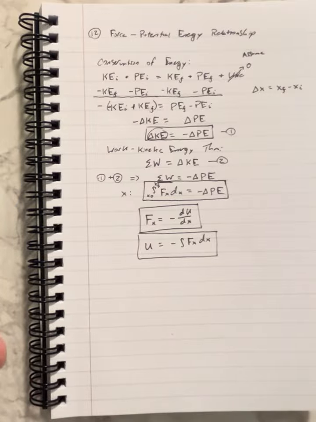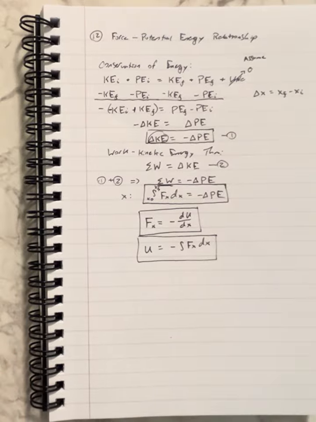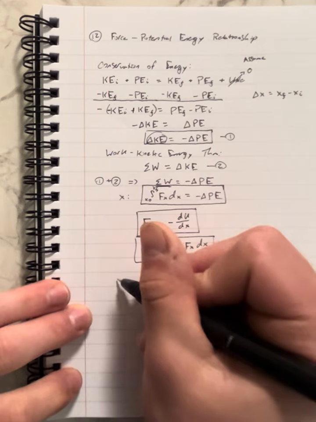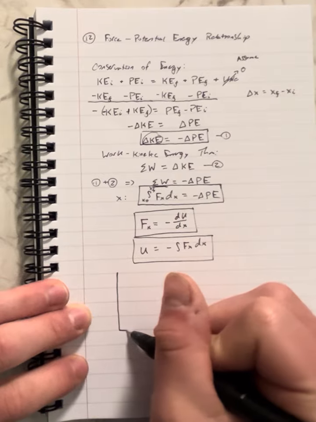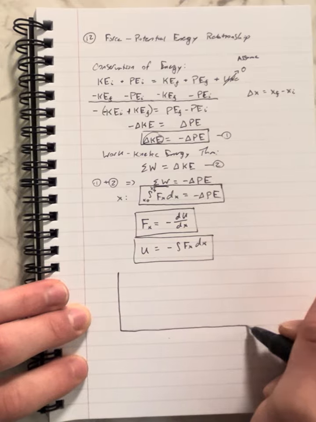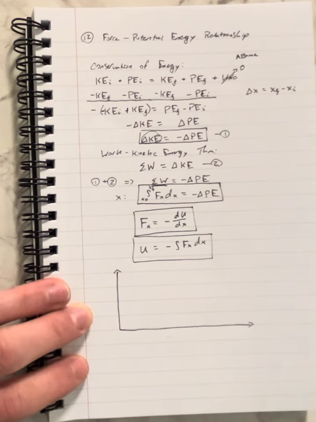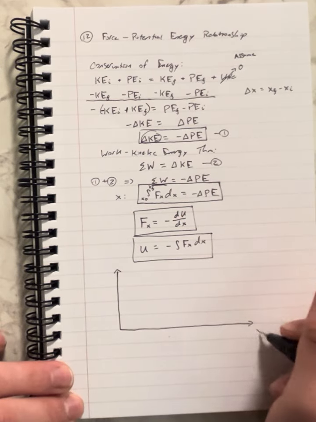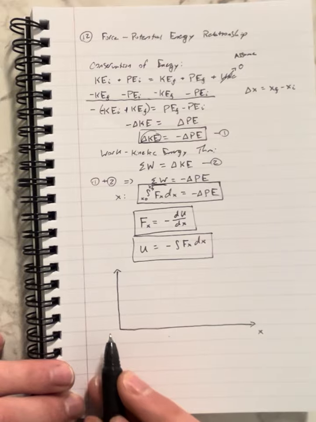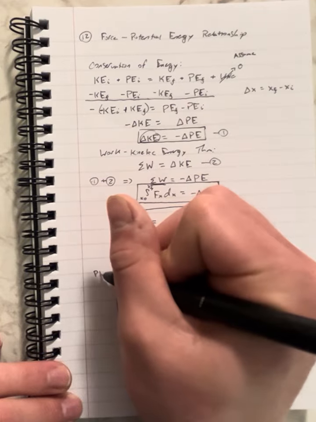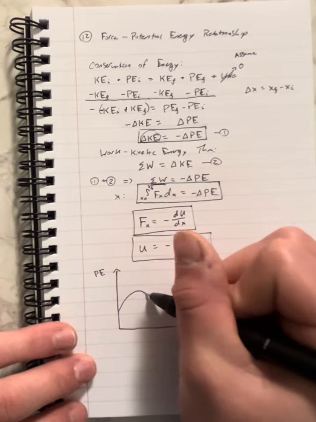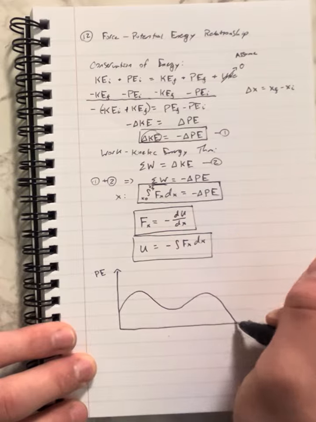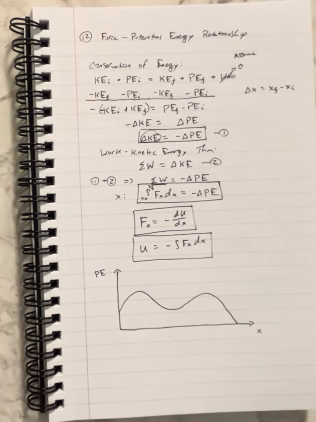It's not immediately intuitive. So now what I want to do is demonstrate the kind of problem that might show up on an exam, how we can use the force potential energy relationship. And the way I'm going to do that is by creating a graph. On my x-axis, I'm going to have some displacement, just x. And on my y-axis, I'm going to have potential energy. Okay? And I'm just going to make some little squiggly graph like this. Let's say that's my potential energy versus distance.